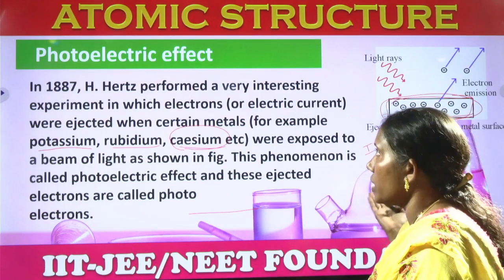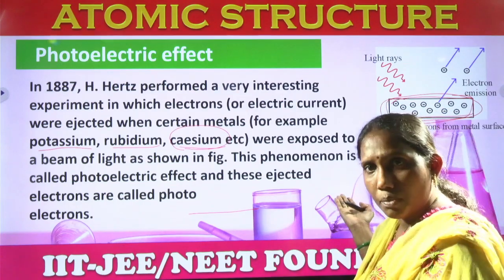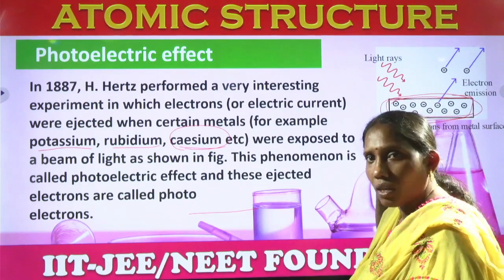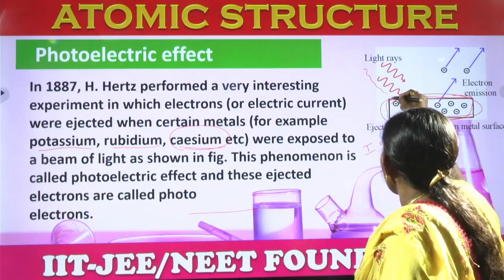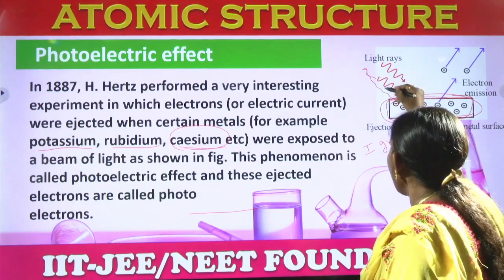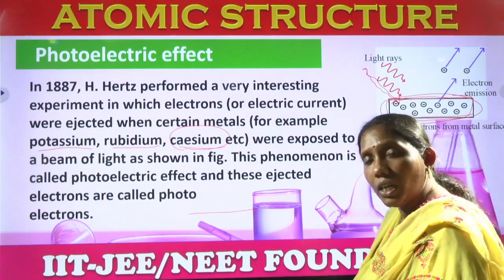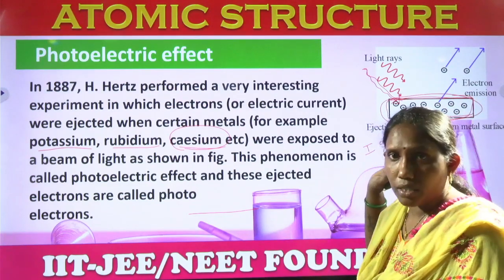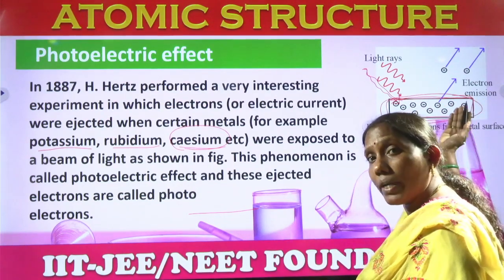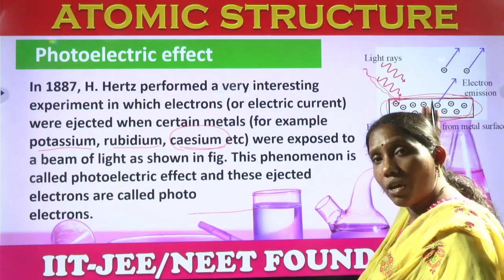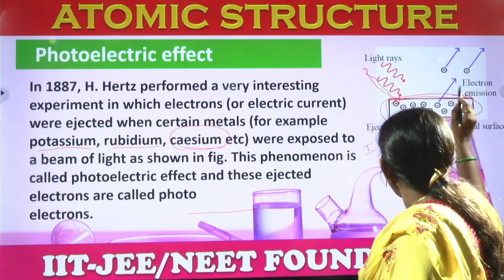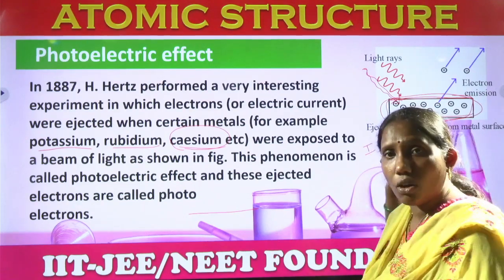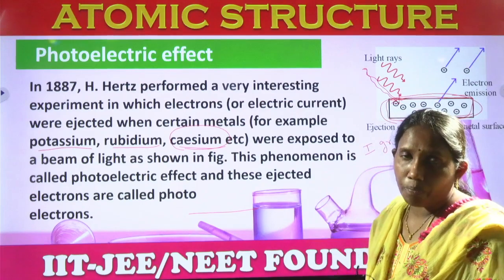That is our experiment here. When light rays are passed on this metal sheet, immediately some ejection of electrons takes place from the metal sheet. Electrons are coming out, that is called ejection of electrons, and the electrons are called ejected electrons, and this complete phenomenon is called the photoelectric effect.